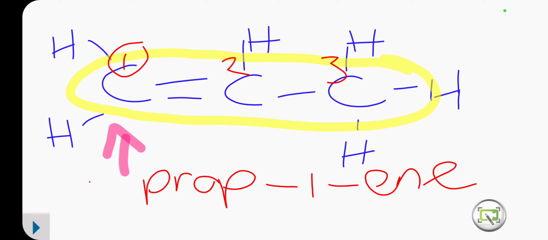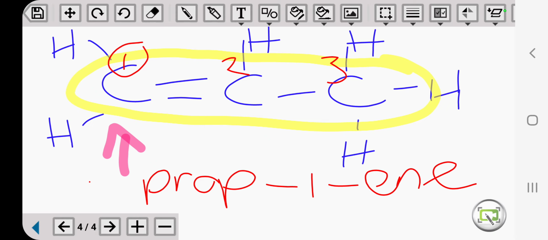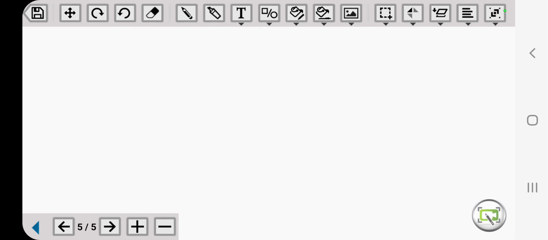Please remember that in organic, between a number and a word, we have a dash. Later on, we will have more than 2 numbers, then we have a comma. Let's look at another example.